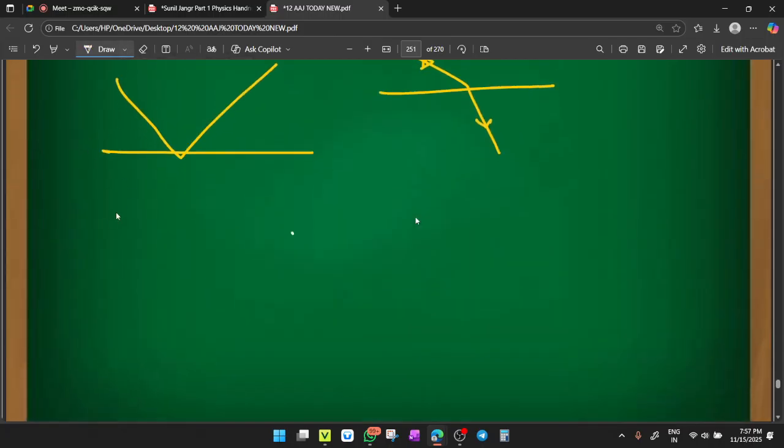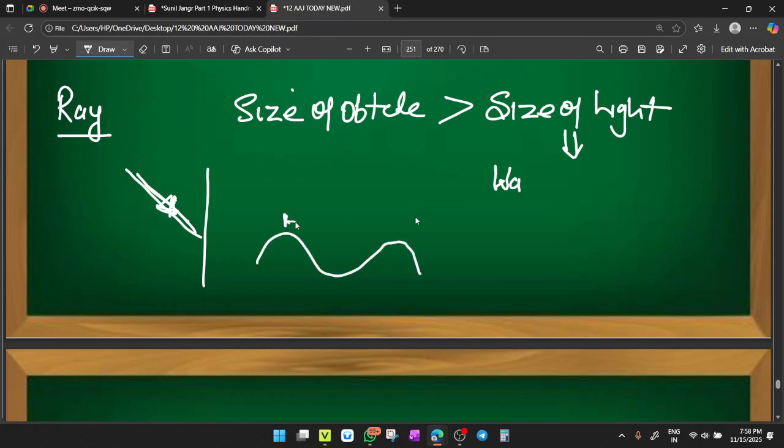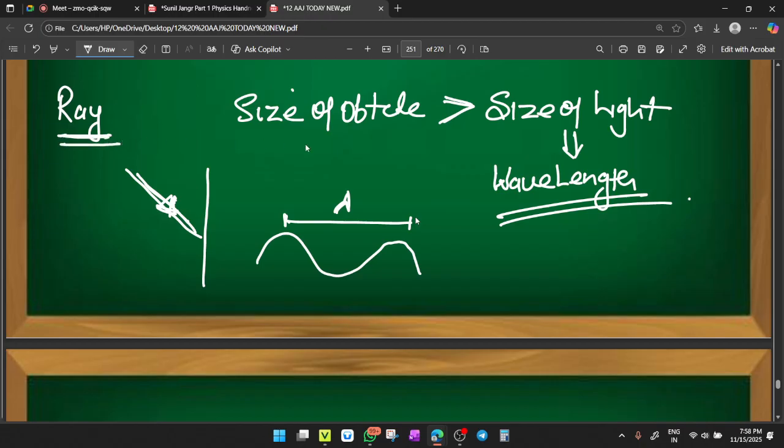Now, the condition for ray optics. Ray optics persists when the size of the obstacle, this is very important, the size of any body that opposes the propagation of light, is greater than the size of light. What does size of light mean? It means the wavelength of light, because the size of light is denoted by its wavelength. Clear? So only when the size of the obstacle is greater than the wavelength of light can you visualize ray optics.